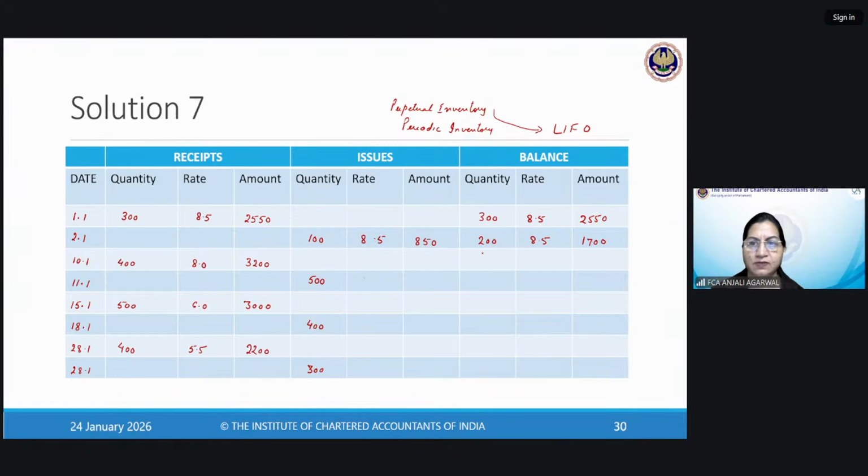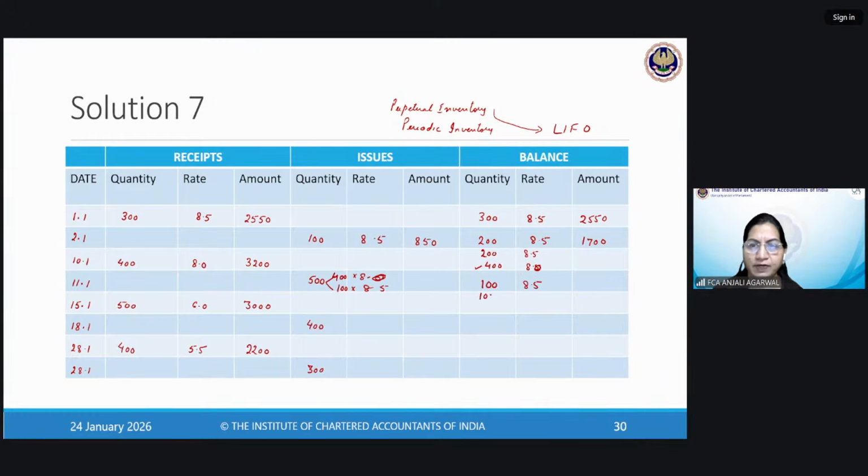Then you receive again. So now you have 200 units at the rate of 8.5 and 400 units at the rate of 8. So now when LIFO is applied and 500 units are to be issued, first 400 will go at the rate of 8, and 100 will go at the rate of 8.5. So the 100 units that will remain are from this lot of 8.5.